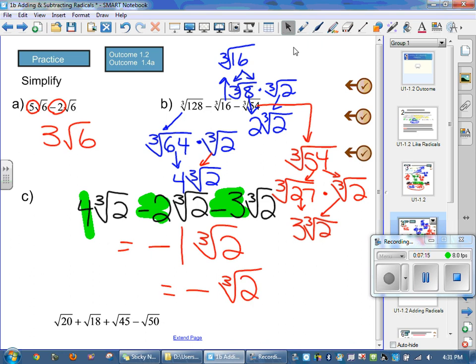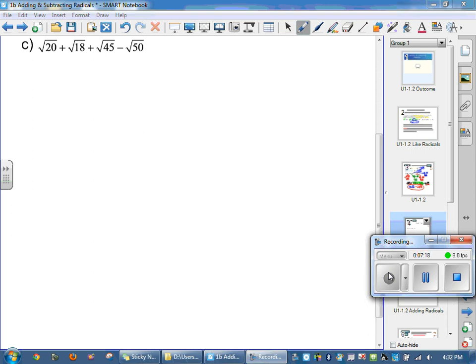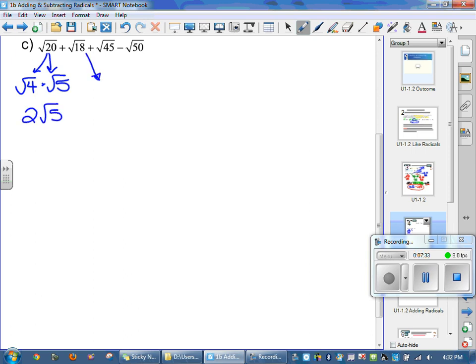For letter C, we also have to break them all down. They're all square roots, so I'm going to divide by perfect squares again. So this is going to break down into root 4 times root 5 to give me 2 root 5. Root 18 breaks down into root 9 times root 2, which gives me 3 root 2. Then I've got root 45, which breaks down into root 9 times root 5. That gives me 3 root 5, and I'm adding that.